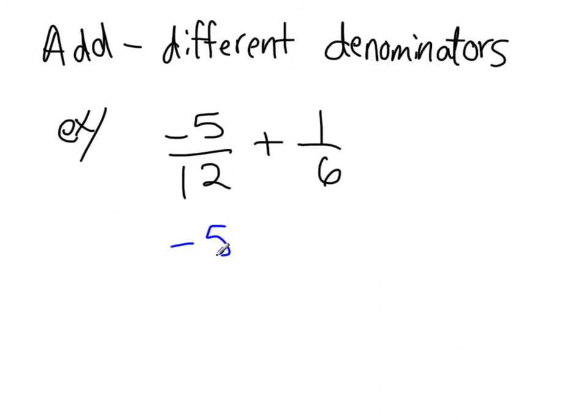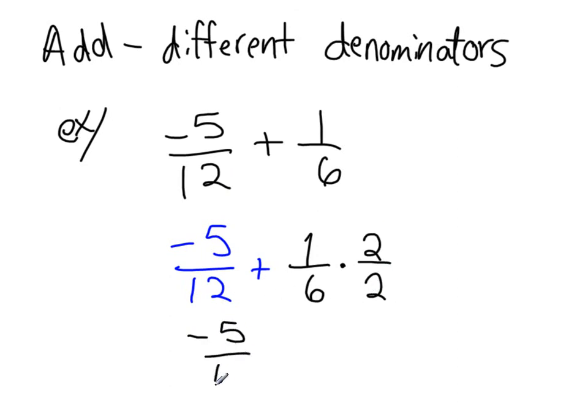So we have negative 5/12. Let's leave him alone since 12 is already our common denominator. Now, let's look at this 1/6. What times 6 gets us 12? Well, 2 does, okay? If I multiply something on the bottom, I got to do the same to the top. So what we end up with here is negative 5/12 plus 2/12. Well, negative 5 plus 2 is, well, the signs are different, so we subtract them. 5 minus 2 is 3. The bigger absolute value tends to be negative, so we have negative 3/12.